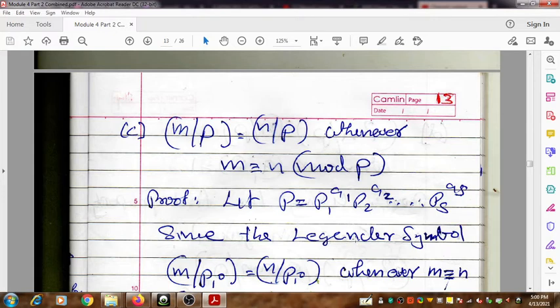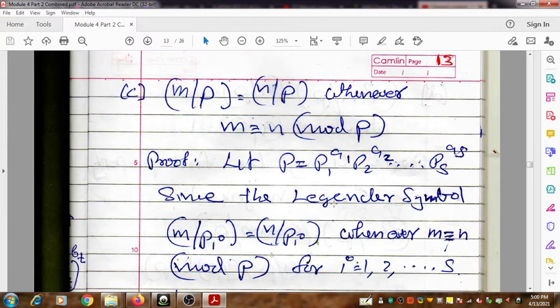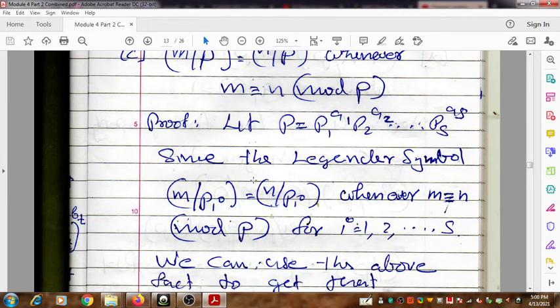(m/p) equals (n/p) whenever m is congruent to n mod p. So let us take the prime product representation of p: p1 raised to a1 into p2 raised to a2 into etc. to ps raised to as. Considering the Legendre symbol, we know that (m/pi) equals (n/pi) if and only if m is congruent to n mod pi.